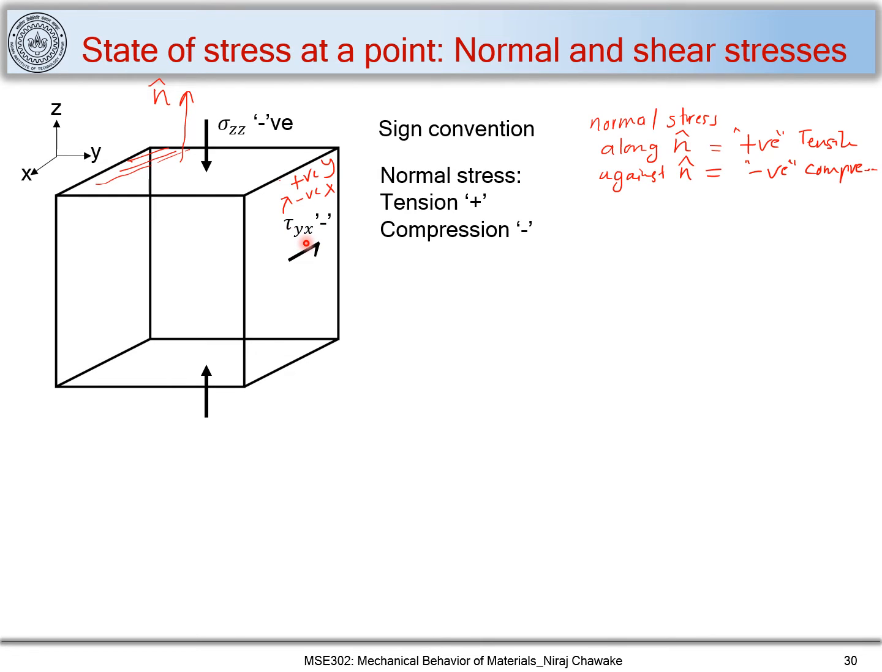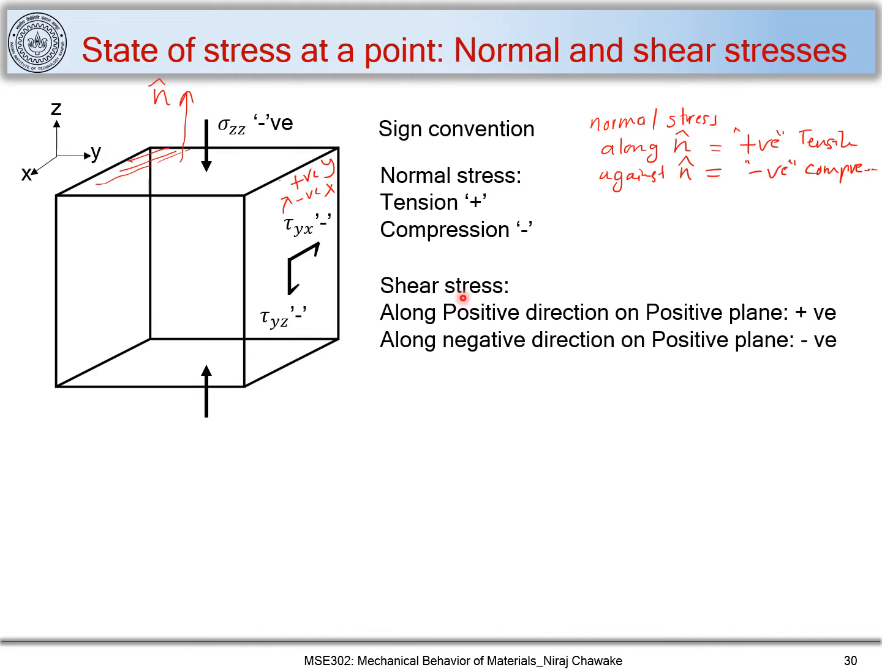Now let's say tau yz, which is also negative. This is acting on positive y plane but in the negative z direction. So the convention for shear stresses is: if it acts along positive direction on positive plane, it is called positive shear stress, and if it acts along negative direction on positive plane, then it is negative.